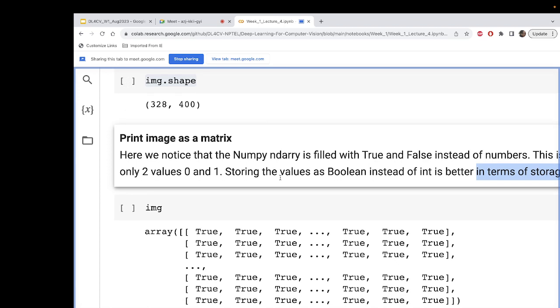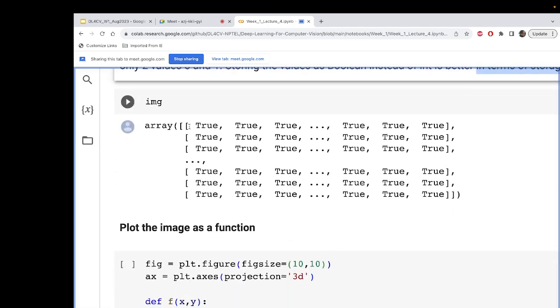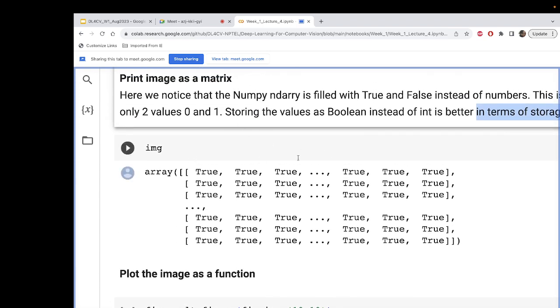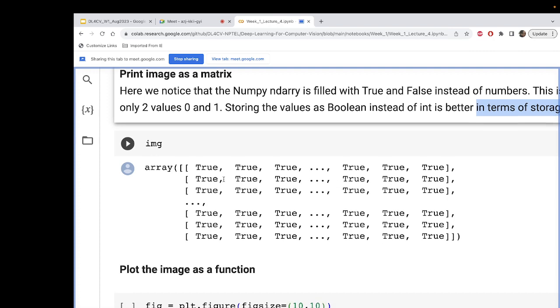Not here, because this is a Boolean array already. But suppose you have converted it to an integer array, and then you are applying some transformation. Then it can change. Here you are ensuring that there are no other values, only trues and falses.